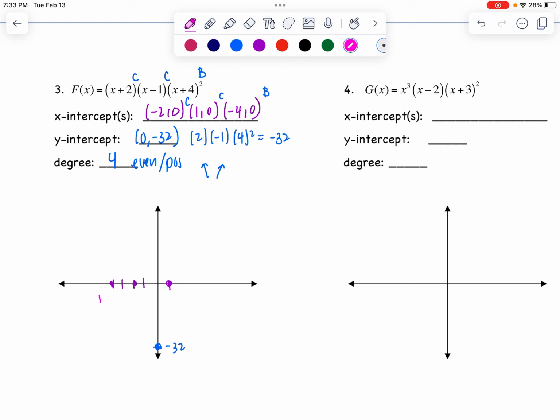Again, at -4, we're going to go ahead and bounce. At -2, we're going to cross, and at 1, we are going to cross. So we're going to start upward. We're going to bounce back up. We're going to cross at -2. We're going to plot that point at our y-intercept. It's going to go back up at 1, and then there's your ending arrow behavior.